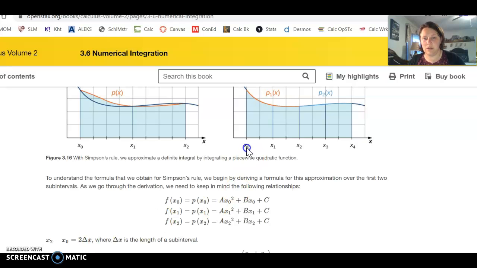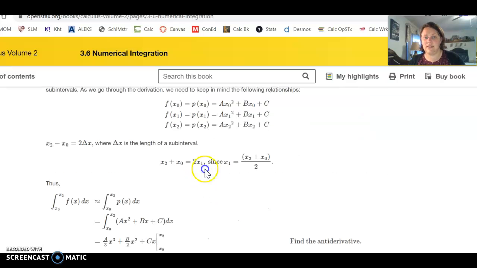So we have our subintervals, x sub 0 to x sub 1, x sub 1 to x sub 2. When we are writing these quadratic equations, we always take 2 subintervals. Okay, so x sub 2 minus x sub 0 is equal to 2 times delta x, which means that delta x is going to equal x sub 2 minus x sub 0 over 2.